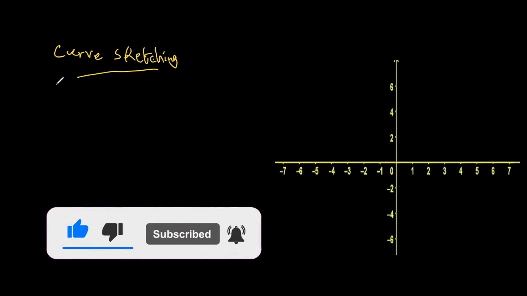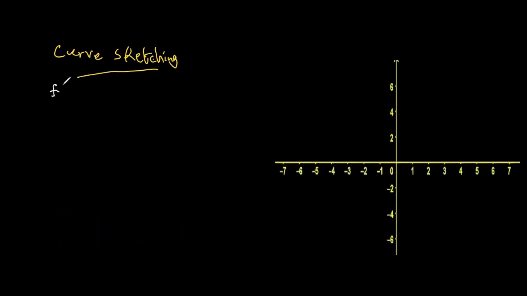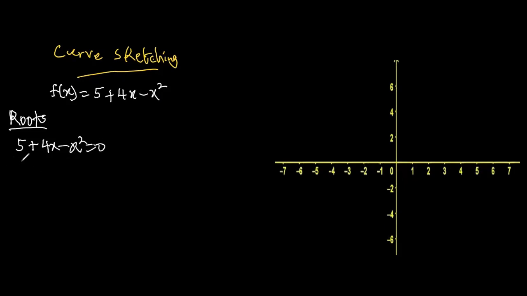Supposing we are given the function f of x equals 5 plus 4x minus x squared. So as usual, we are going to find the root. We're going to find the root by setting this function to 0. So we obtain the equation 5 plus 4x minus x squared equals 0.